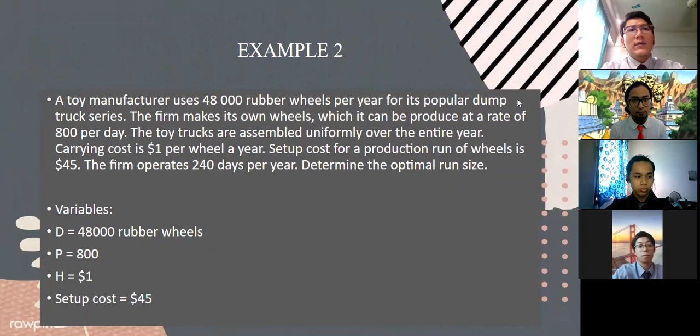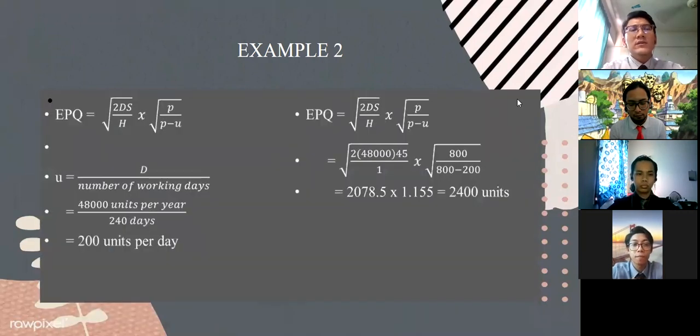So from the question, the variable D, which is the annual quantity, is 48,000 rubber wheels. P, which is the production rate, is 800 per day. H, the holding cost, is only $1, and the setup cost is $45. Next slide. So we can use this formula, which is square root of 2DS over H times square root of P over P minus U. So we already know the variables D, S, H, but we need to find the value of U.